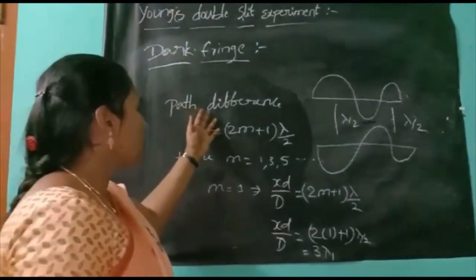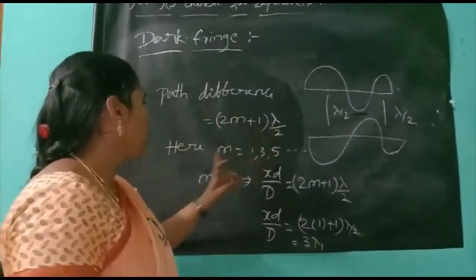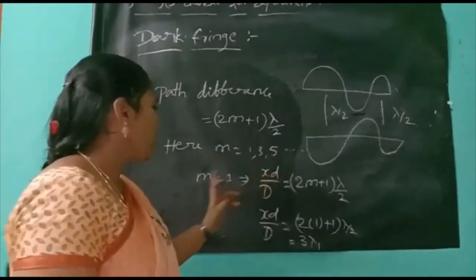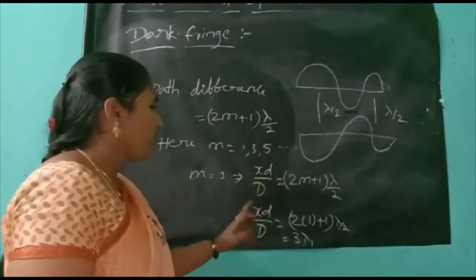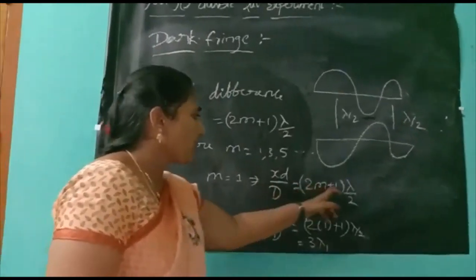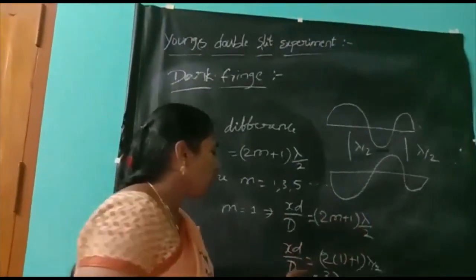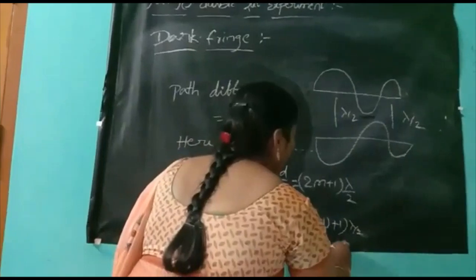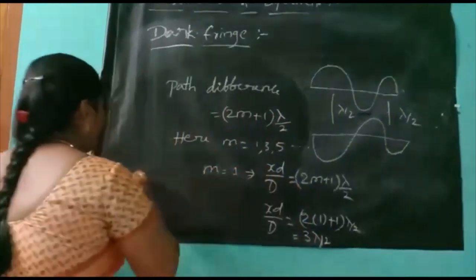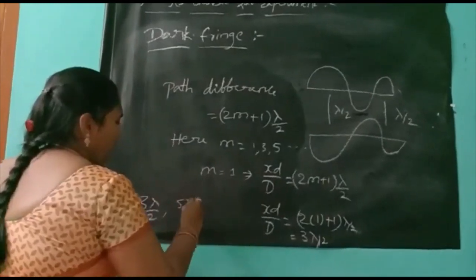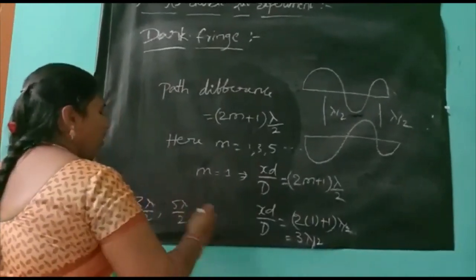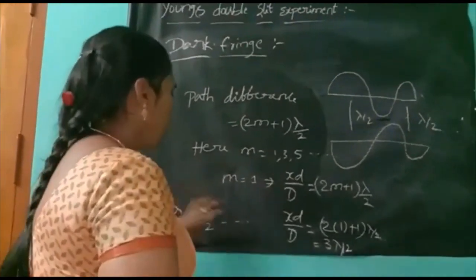Path difference is equal to 2m plus 1 into lambda by 2. Here m is equal to 1, 3, 5. Substitute m value in this path difference. XD by capital D is equal to 2m plus 1 into lambda by 2. XD is equal to 3 lambda by 2. Here the values are 3 lambda by 2, 5 lambda by 2. Here odd terms are coming.